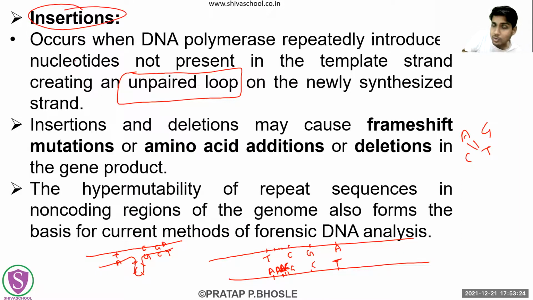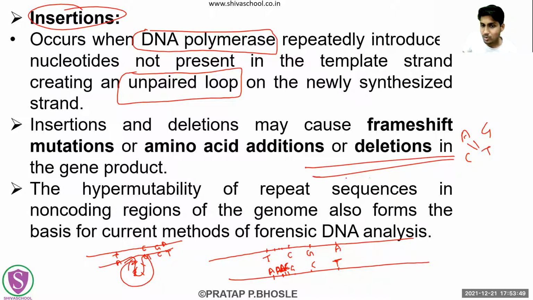This unpaired loop is formed by the insertion of additional nucleotides by the DNA polymerase. It is formed because the DNA polymerase repeatedly adds some unwanted nucleotides there. This was just inserted; earlier it was nothing like that. Right now a loop has been inserted. So this is called insertion. Okay.